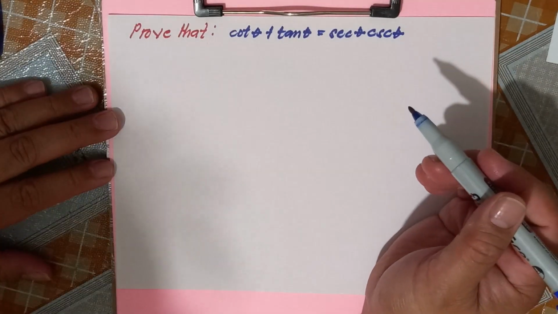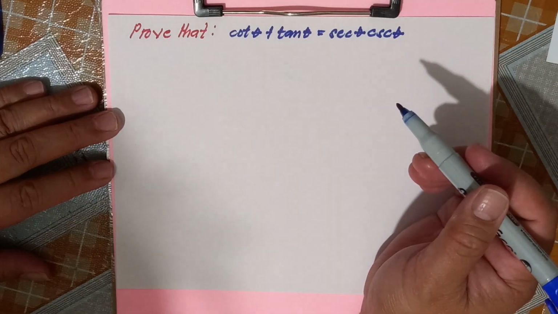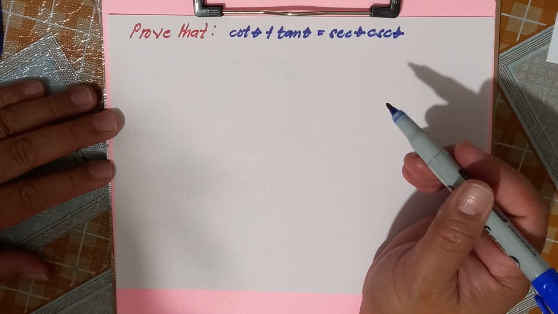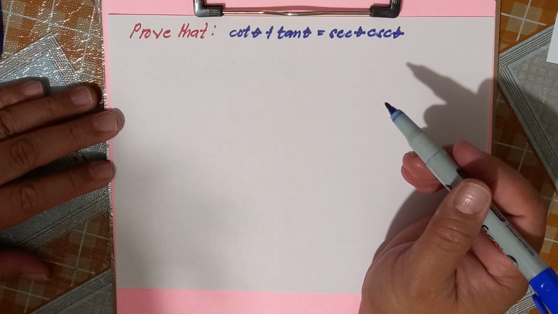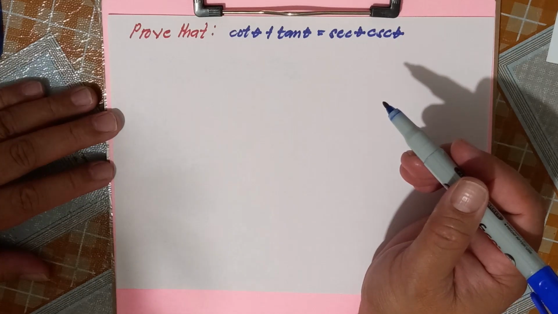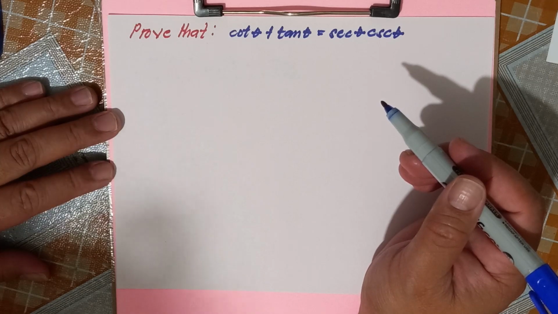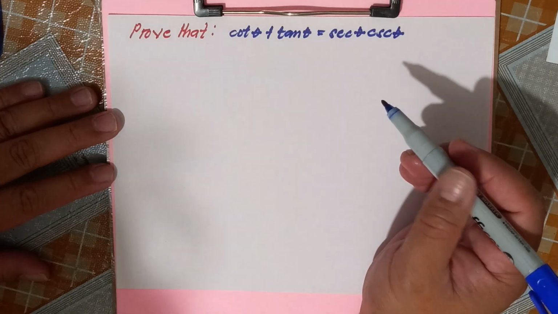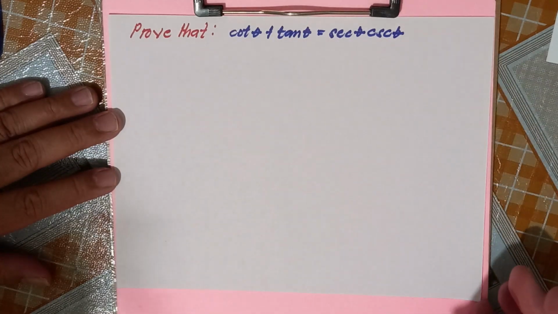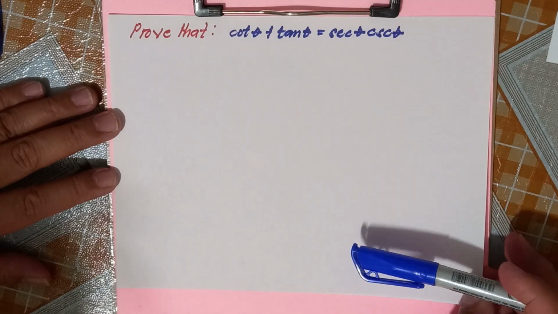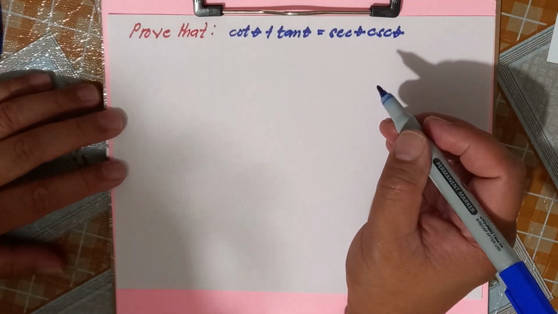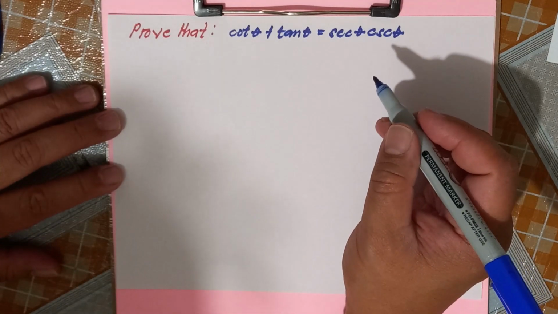So our focus today is to show the proving of trigonometric identities. The method that we are going to use is the double-sided method. Our focus today is to show you how to prove trigonometric equations using the two-sided method.